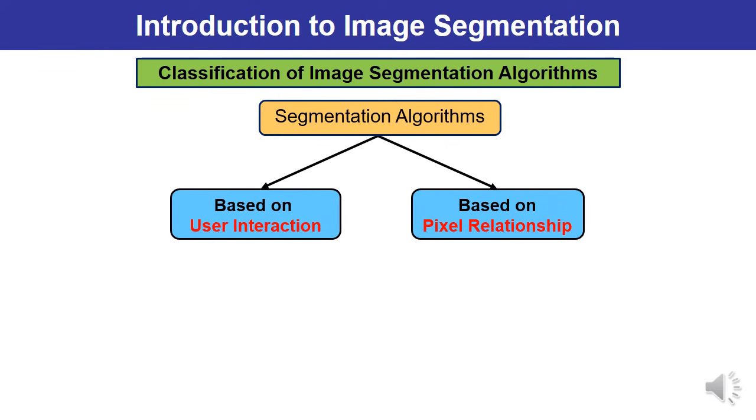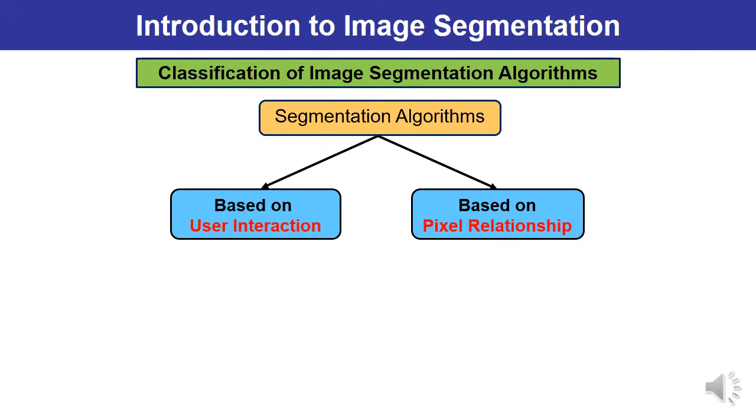Based on the user interaction or based on the pixel relationship. So here you can find out there are 2 reasons. Segmentation algorithm is based on user interaction. Like if I am developing any algorithm, or applying any algorithm, depending upon my interest, which kind of algorithm and which kind of support I am getting, which kind of parameters and the overall process is being done. So that is the user interaction.